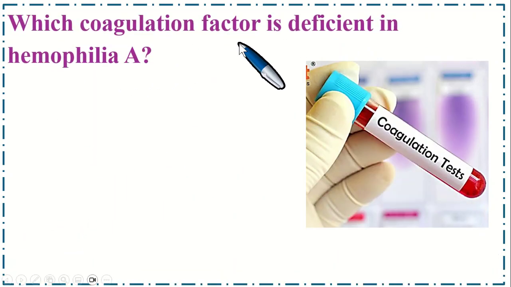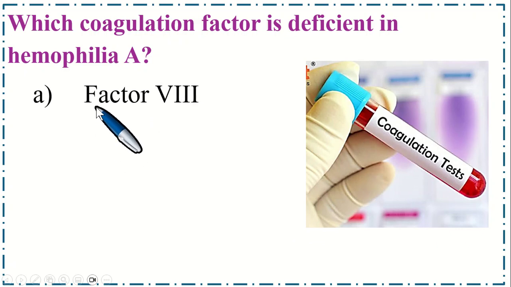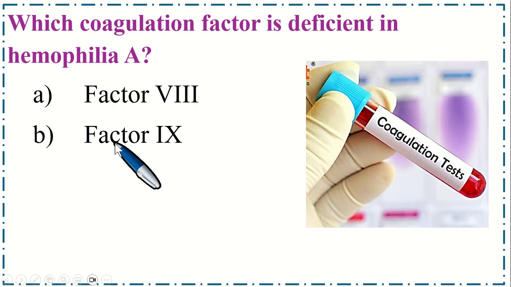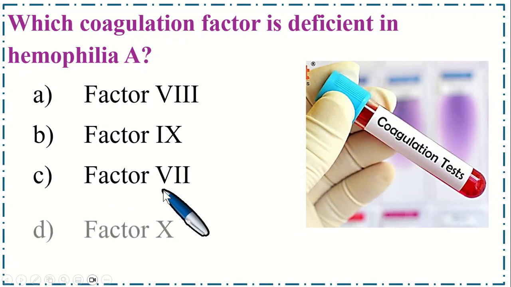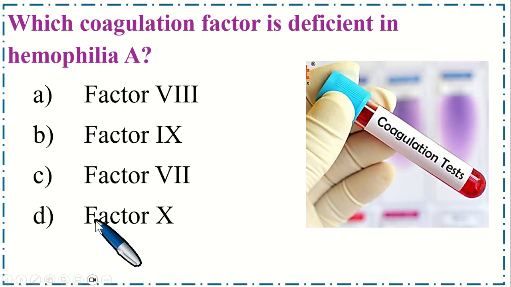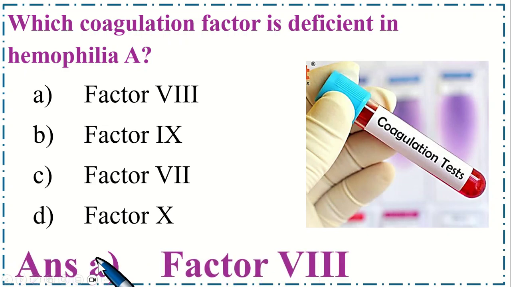Which coagulation factor is deficient in hemophilia A? Option A, factor 8, option B, factor 9, option C, factor 7, and option D, factor 10. So the correct option is A, factor 8.